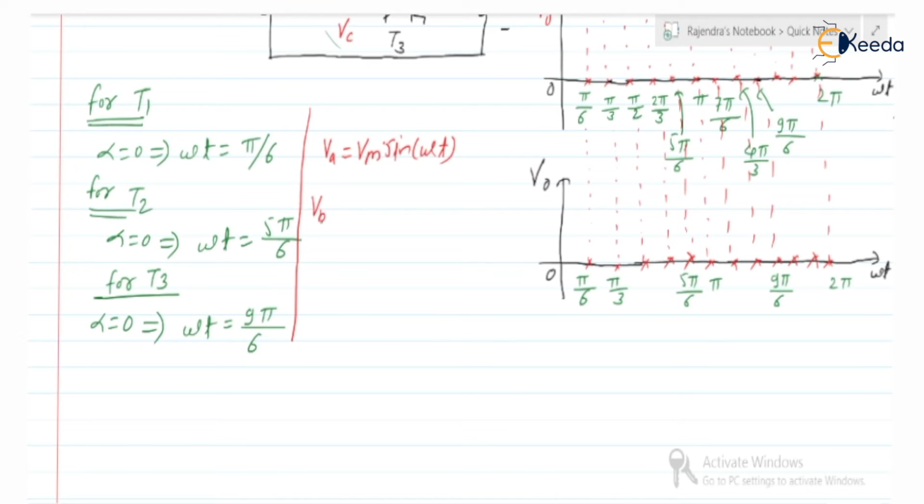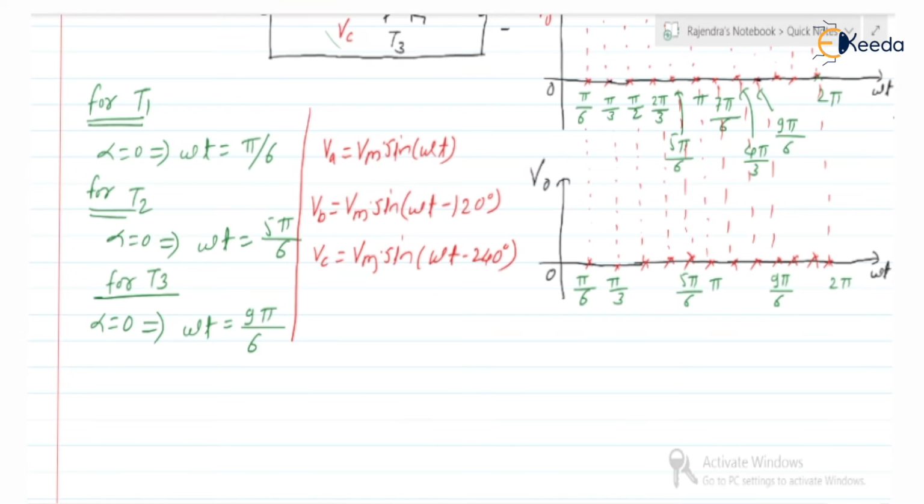Vb is equal to Vm sine of omega t minus 120 degrees, or you can write 2 pi by 3 radian. Vc is equal to Vm sine of omega t minus 240 degrees, or you can write plus 120 degrees. In both ways you will get the same meaning.